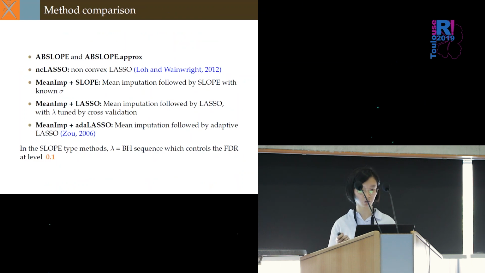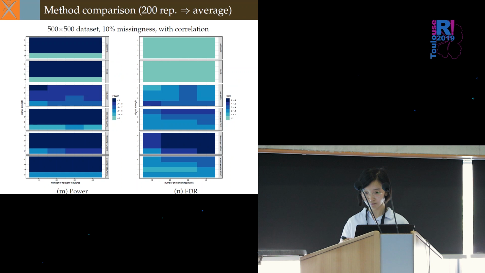Now I will show you some results of model comparison. We consider non-convex lasso and also mean imputation followed by SLOPE with no sigma, also lasso and adaptive lasso, where the lambda is tuned by cross-validation, and we aim to control FDR at level 0.1. Here we vary the number of relevant features from 10 to 40, and also we vary the signal strength from 1 to 4. For each method here, the left plot is power, and the right plot is FDR.